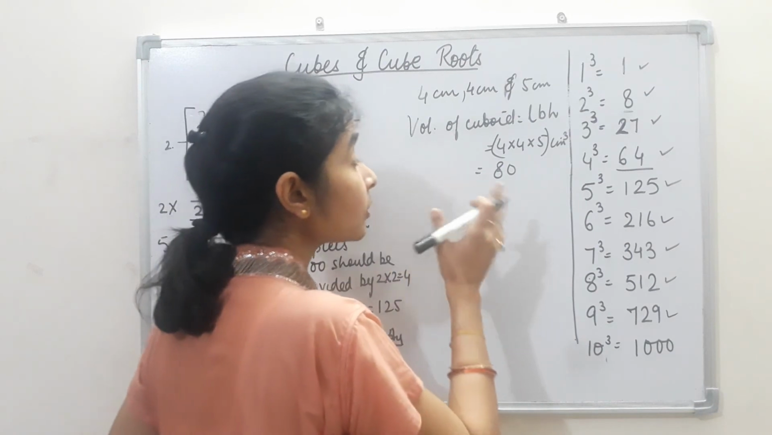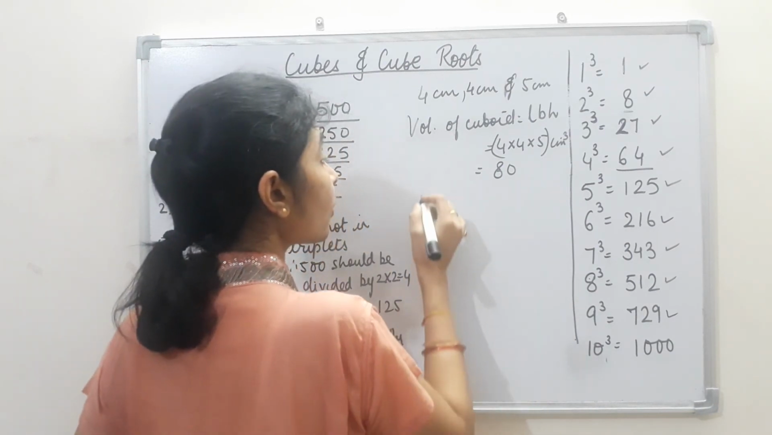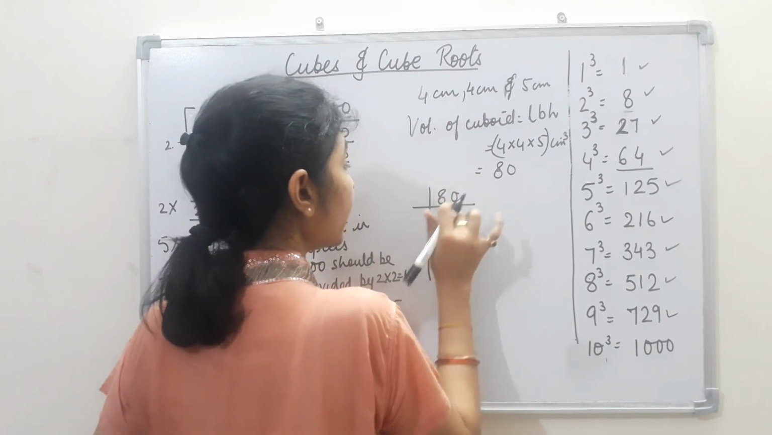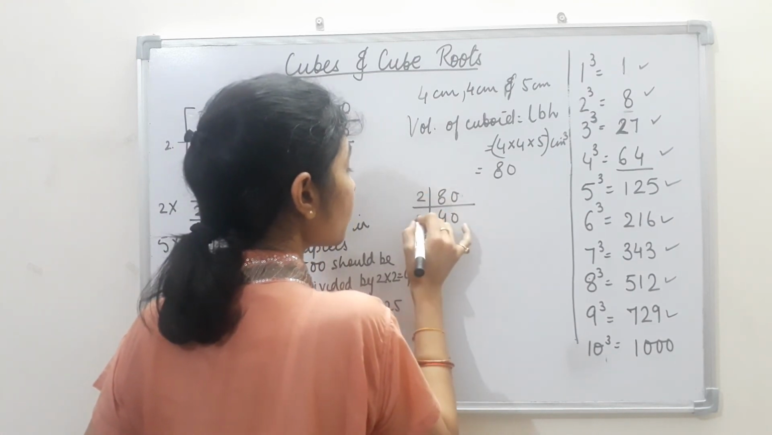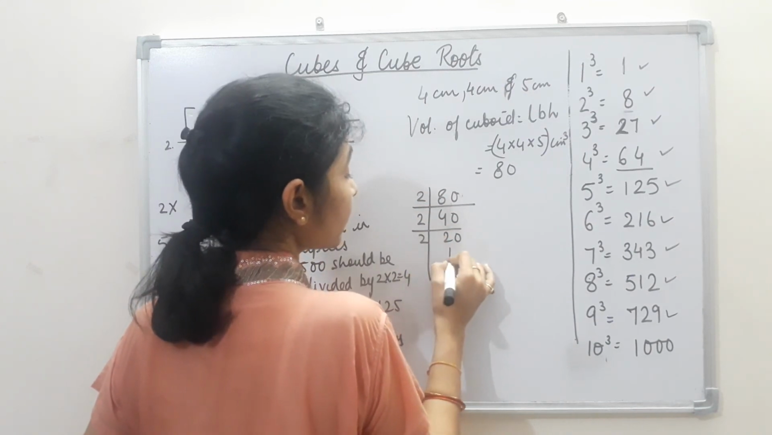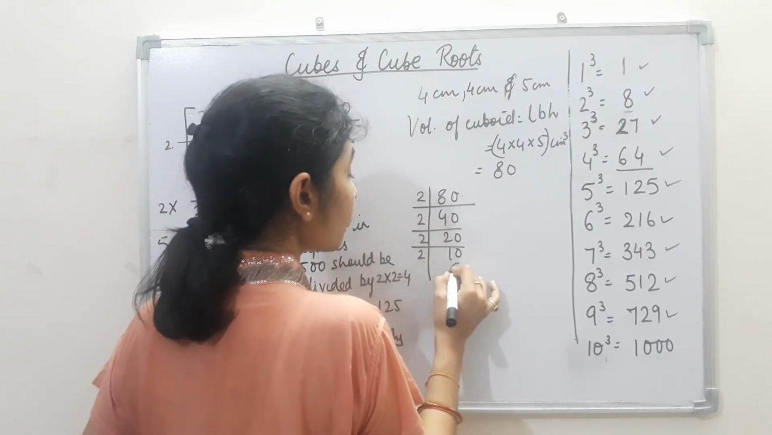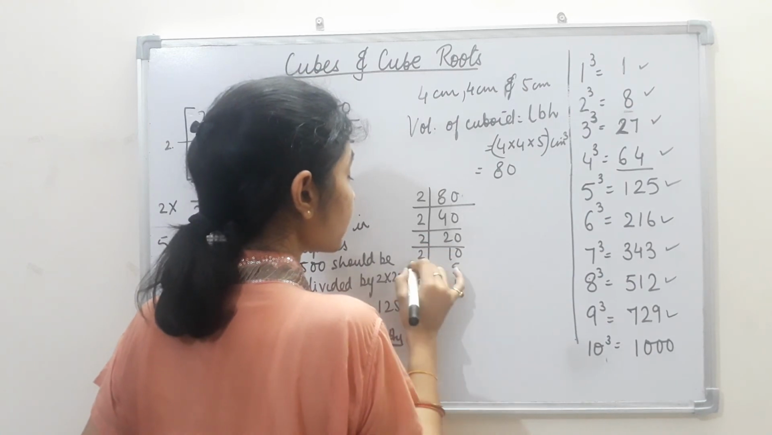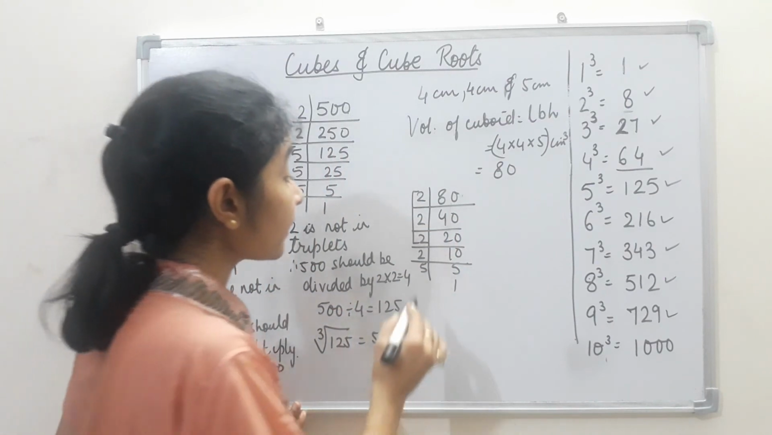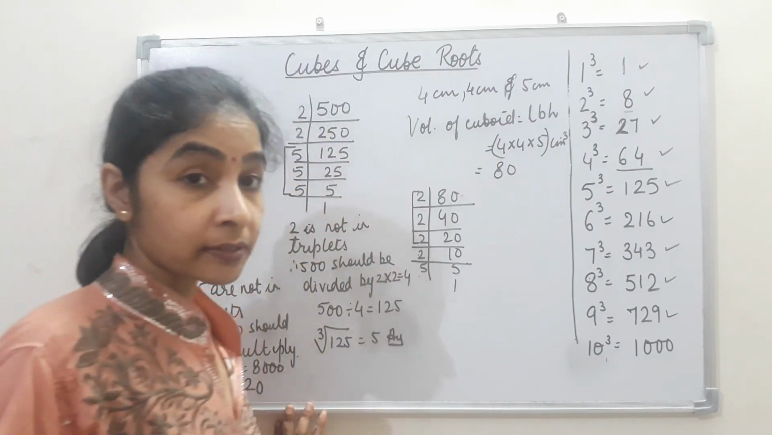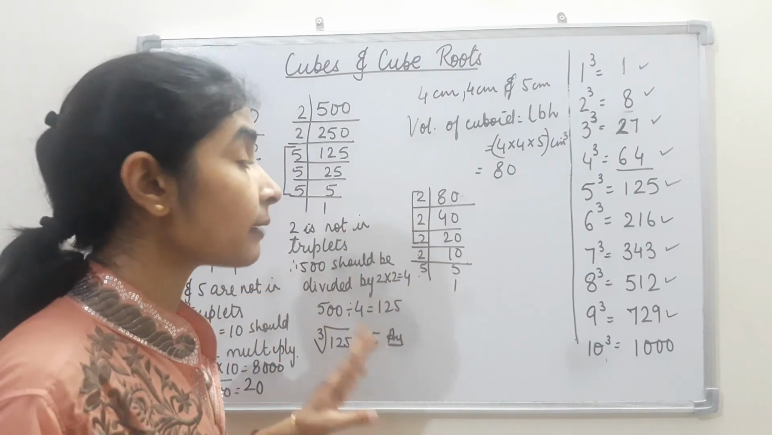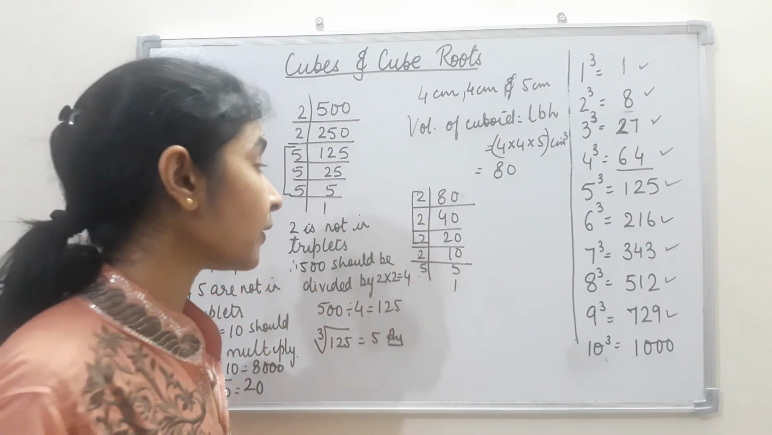So when we do the prime factorization of 80, what do we find? What we require in triplets. So 80, 2, 40, 2, 20, 2, 10, 2, 5 and 5 ones. So 2 is here in triplets. But again 2 and 5 are not in triplets. So we need 2 more 2s and 2 more 5s to make it a perfect cube.